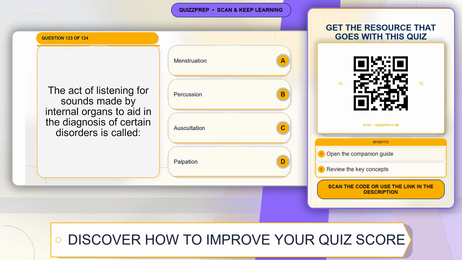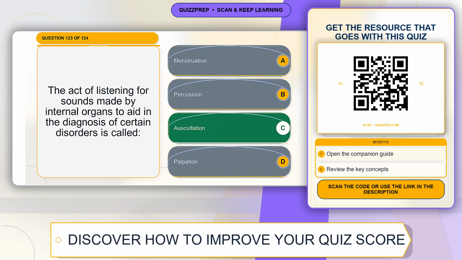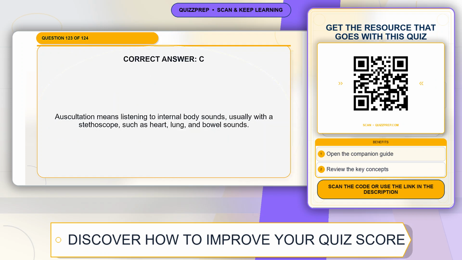Question 123. The act of listening for sounds made by internal organs to aid in the diagnosis of certain disorders is called: Option A, menstruation. Option B, percussion. Option C, auscultation. Option D, palpation. The correct answer is option C, auscultation. Explanation. Auscultation means listening to internal body sounds, usually with a stethoscope, such as heart, lung, and bowel sounds.